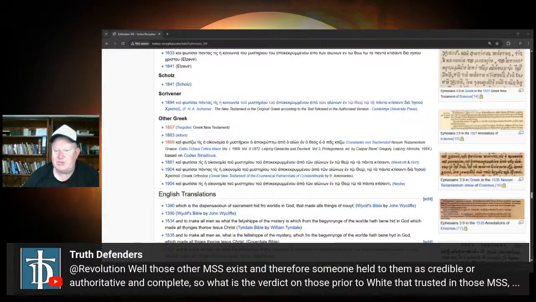Truth Defender says, well, those other manuscripts exist, and therefore someone held to them as credible or authoritative and complete. So what's the verdict on those prior to White that trusted those manuscripts? Well, that's where you go back through time and you look at people like Tregelles, you look at people like Franz Delitzsch, you look at the claims that they've made, and a lot of what they've said against the Textus Receptus is very easily disproven. The stuff that White says is usually based upon what they've said. And then you go back to what they've said and it's easily disproven.